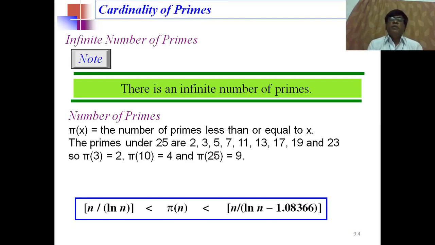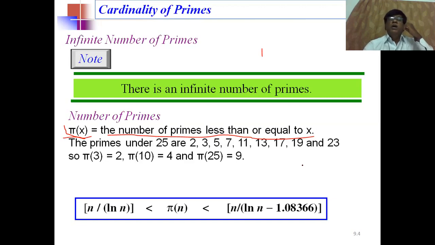Generally, the number of primes is indicated with the symbol pi of x. Don't assume this pi is equal to 22 by 7, what we use in mathematics. It is the same symbol, but pi of x here indicates the number of primes less than or equal to x.